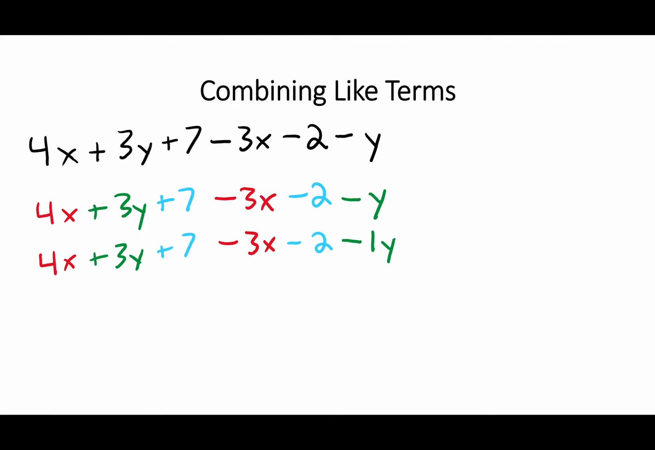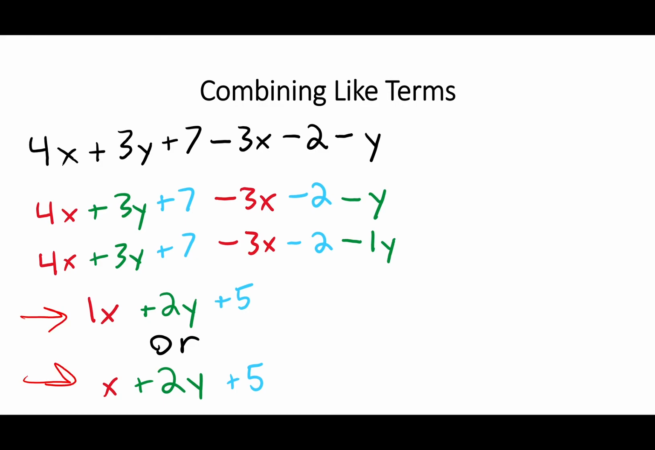Let's do the reds. 4 minus 3, 1. So that's 1x. Okay. Then let's do the y's, which are the greens. 3 minus 1 is going to be positive 2, plus 2y. Okay. And then we do the blues. 7 minus 2 is going to be 5. Excellent. Now remember, this 1 is understood to be there. You don't technically need it. You could also write x plus 2y plus 5. Either one of these options is correct. I just want you to be able to understand both of them. Okay?